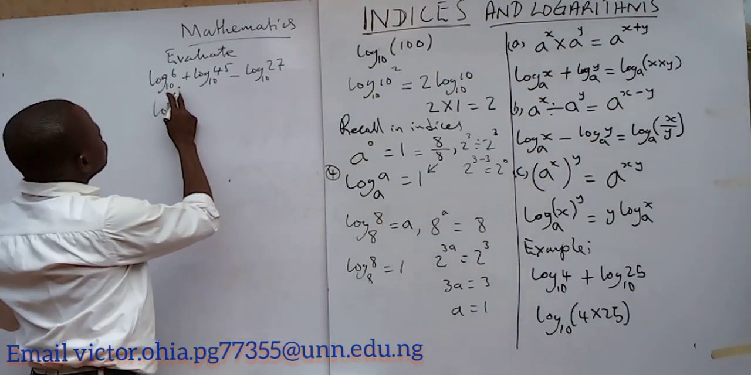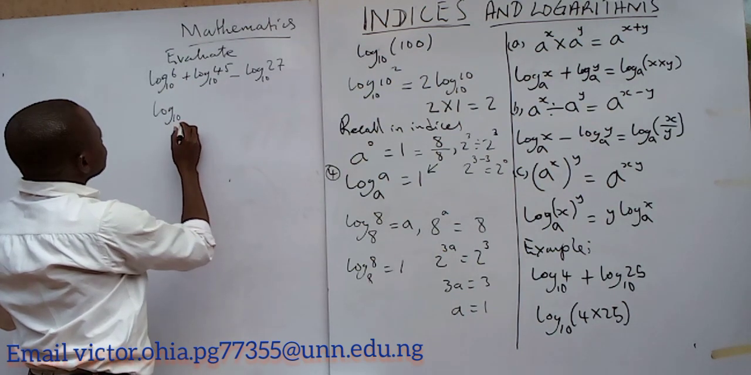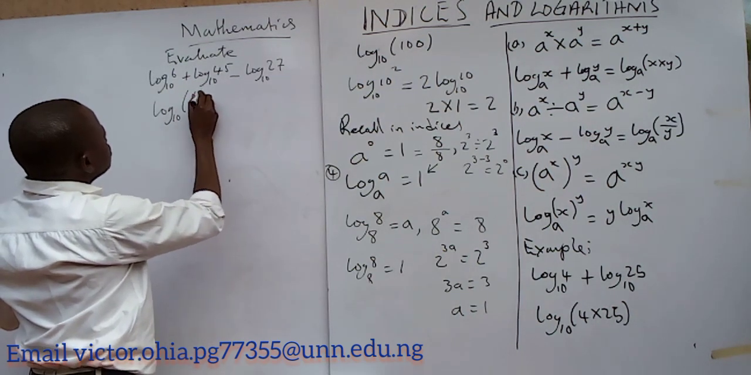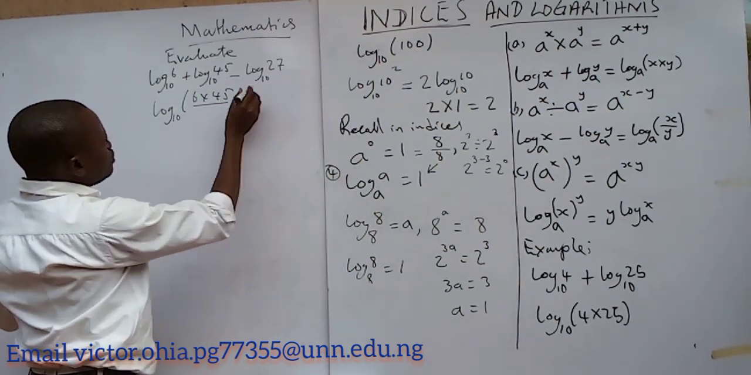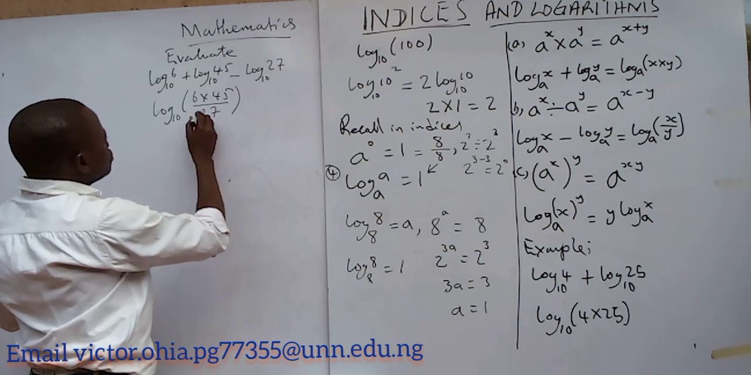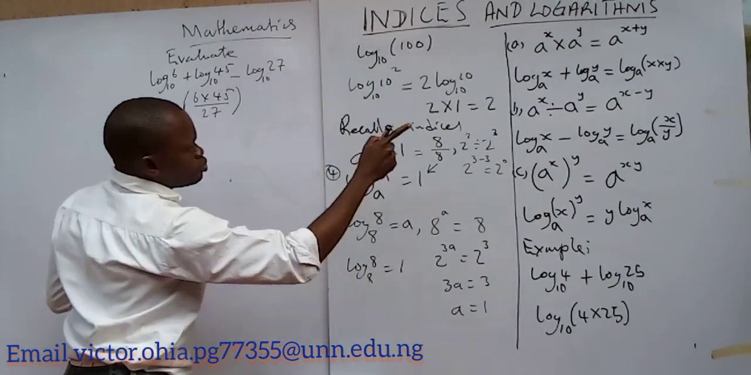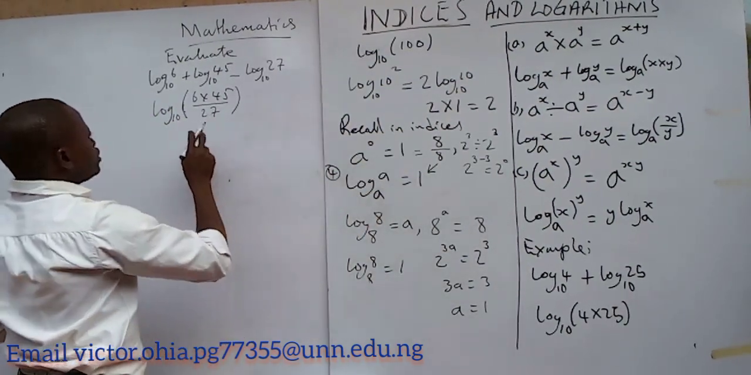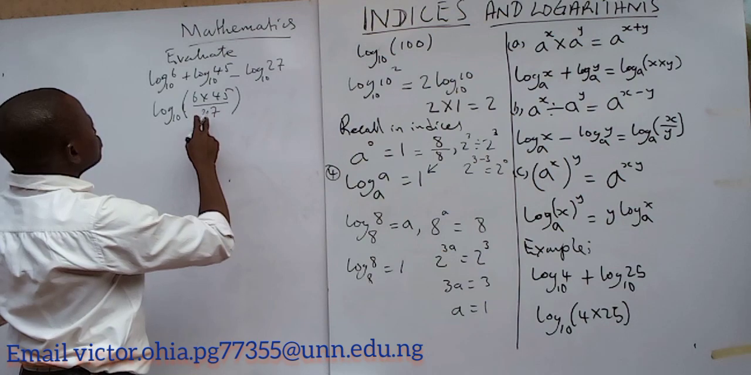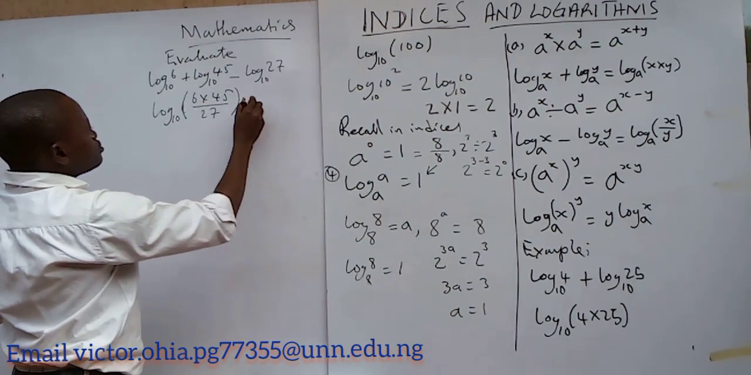So for this now, I'm going to have log in base 10, then 6 times 45 according to what we explained, then divided by 27. So this is what we are going to have. For addition, you multiply, and for subtraction, you divide. All right, so what is 6 times this? I can start breaking it down.